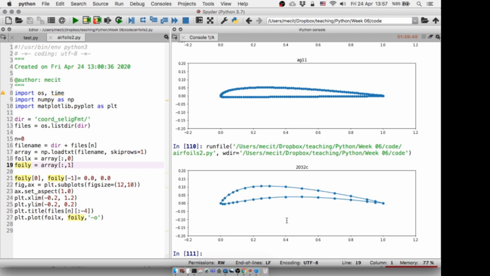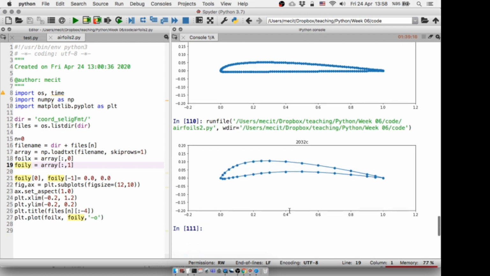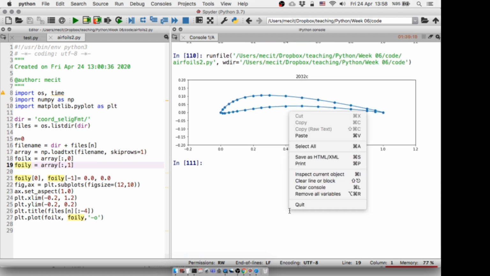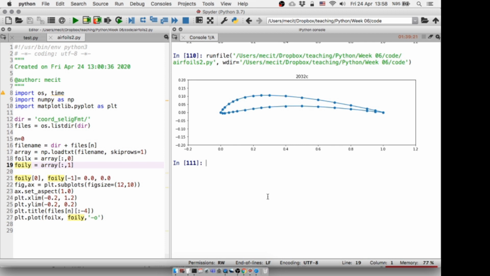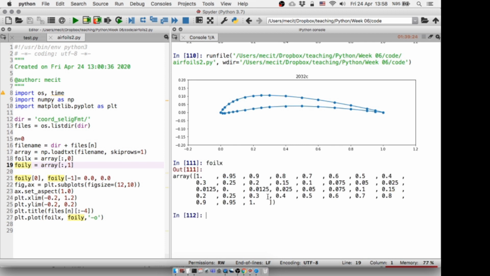Now on the graph here, I show you the foil X and Y points. In the next 5 to 10 minutes, I want to show you how I can indicate the centers of each of these panels. Now, the panel is the region between 2 points. So, in order to begin that, let's have a look at foil X and foil Y coordinates.